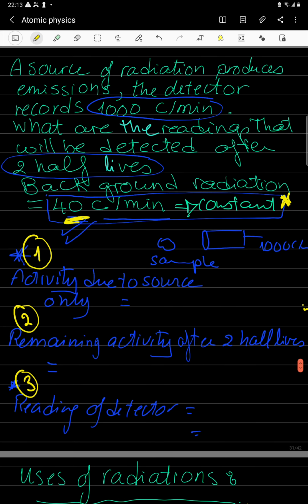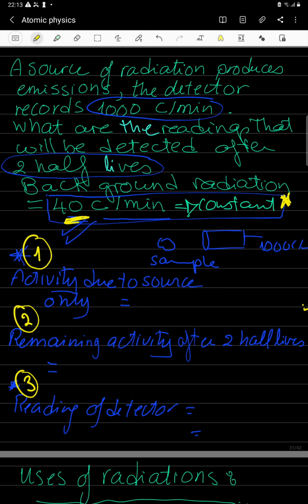In the previous example, we did not consider or we subtracted the activity due to the background or we didn't consider it. أخدنا السامبل على طول. طب, if I have a detector like Geiger-Müller tube and I'm going to count the activity of my source, let's have a look of what we are going to do. A source of radiation produces emissions. The detector records 1000 counts per minute at the beginning of the experiment.